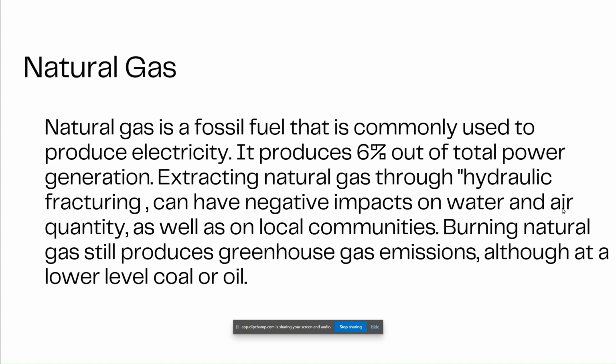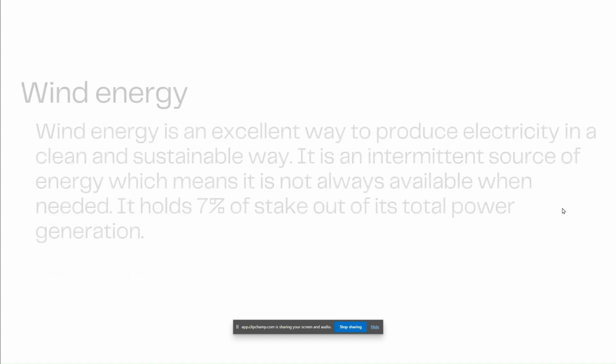Next, natural gas. Natural gas is a fossil fuel that is commonly used to produce electricity. It produces 6% of total power generation. Extracting natural gas through hydraulic fracturing can have negative impacts on water and air quality as well as on local communities. Burning natural gas still produces greenhouse gas emissions, although at a lower level than coal or oil.